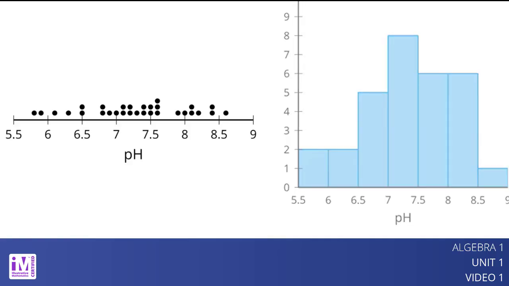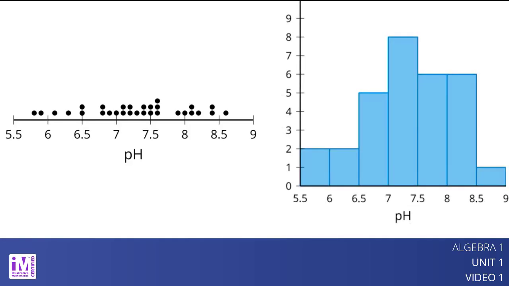A histogram is made by counting the number of values from the data set in a certain interval and drawing a bar over that interval at a height that matches the count. In the pH histogram, there are 5 water samples that have a pH between 6.5 and 7.